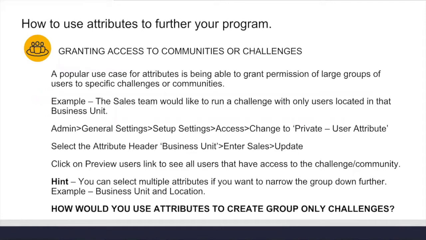But before I get to that, I do want to point out that you can permission challenges and communities not by one, but by many attributes if you want to narrow the group down further. So in this case, if we find that the business unit of the sales team is too large, we could add another attribute for location and narrow down the group that will be granted access to this challenge. So it's always good to think about how you would use attributes to create group-only challenges and what that would look like for your program.